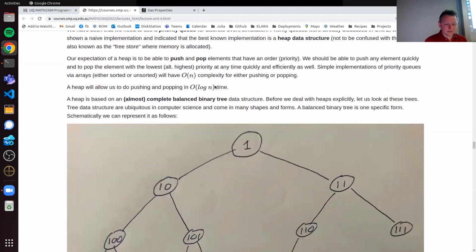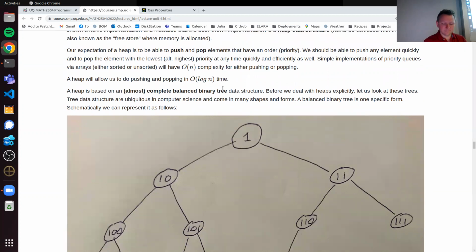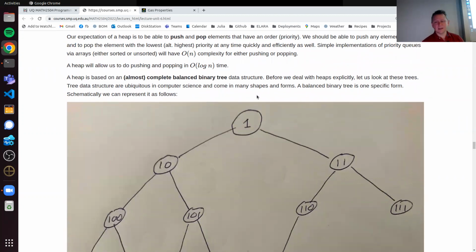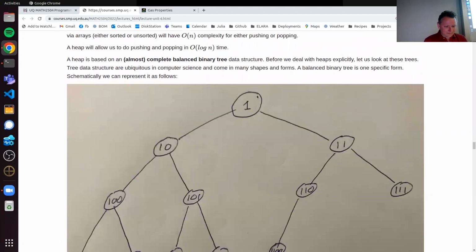So the heap will let us push and pop in logarithmic time, which is pretty good, which you'll find if you do a lot of computer science, you'll see this log turn up everywhere. It's really common. So a heap is similar to a tree, a balanced binary tree. So what is a balanced binary tree?